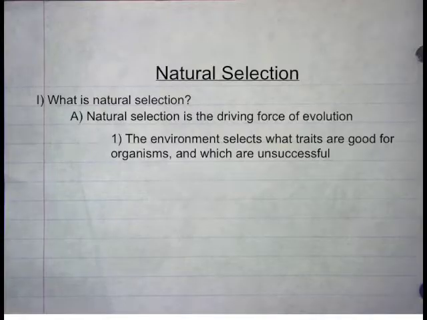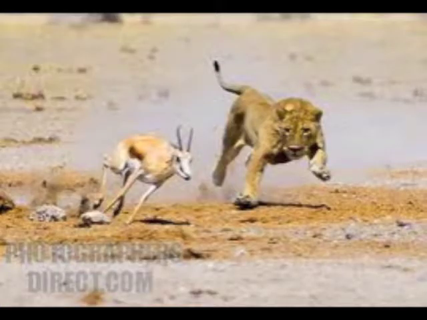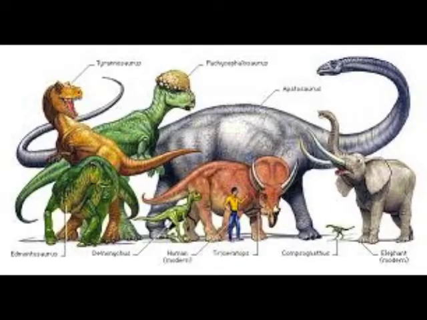Natural selection. What is natural selection? Natural selection is the driving force of evolution. The environment selects what traits are good for organisms and which traits are unsuccessful. Organisms have different traits that allow them to survive in nature. These traits can either be beneficial or harmful to the organisms over time.